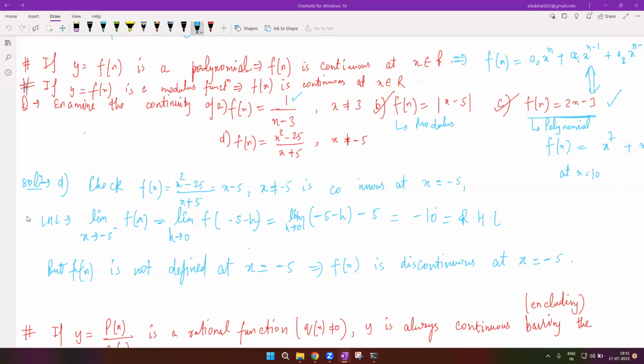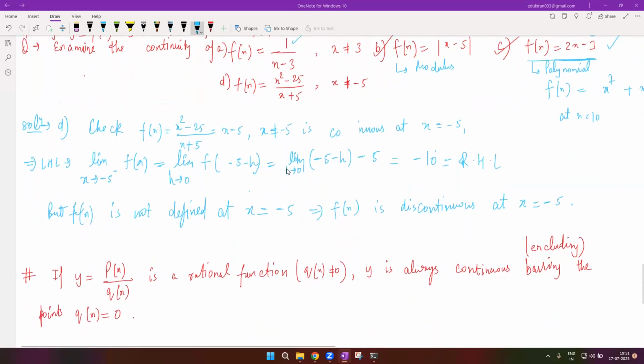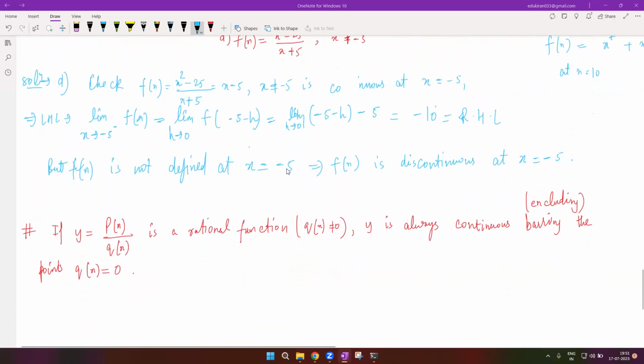Since we are doing the first question, I have solved for LHL and RHL. You don't need to solve for LHL and RHL, by the way. You could have just simply said the value of the function is not defined at x equals -5. The function is discontinuous at x equals -5. You could have simply said this. Yes, did you understand this?